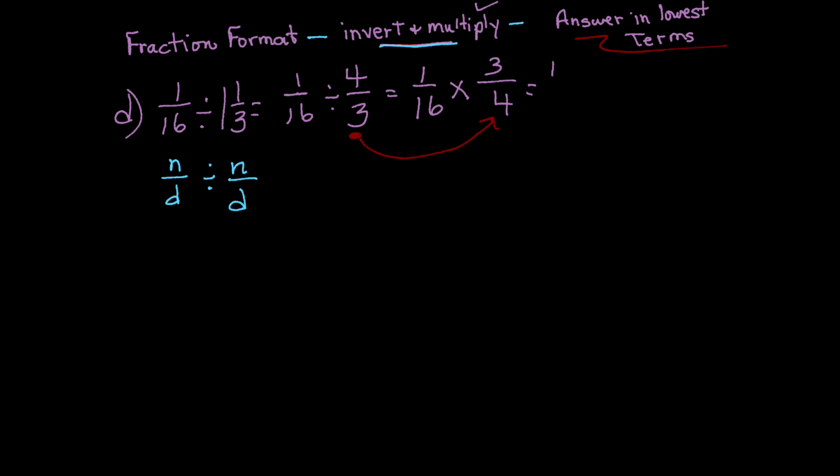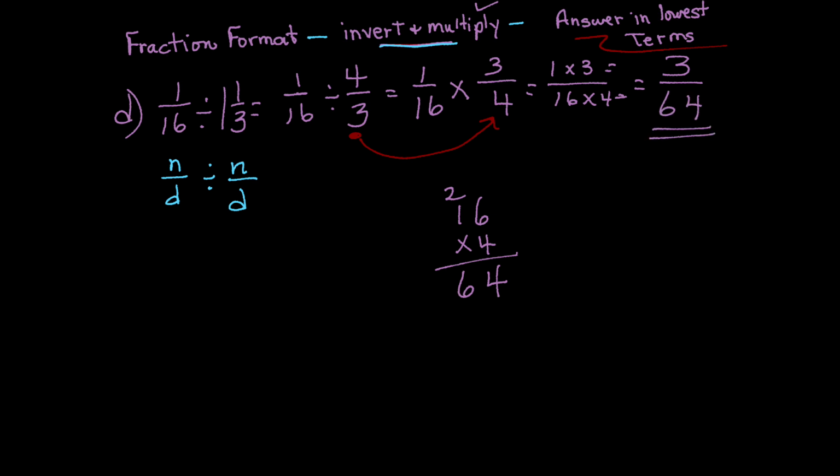So we are going to go 1 times 3, and we're going to go 16 times 4. 1 times 3 is 3, and 16 times 4, well, I don't know my 16 times table. Do you? Well, I don't think so. So we can just quickly do it down here. 4 times 6 is 24. Carry the 2. 4 times 1 is 4. Plus 2 is 6. 64 is the denominator. And you can see here that this is in its lowest terms because we cannot reduce it any further.